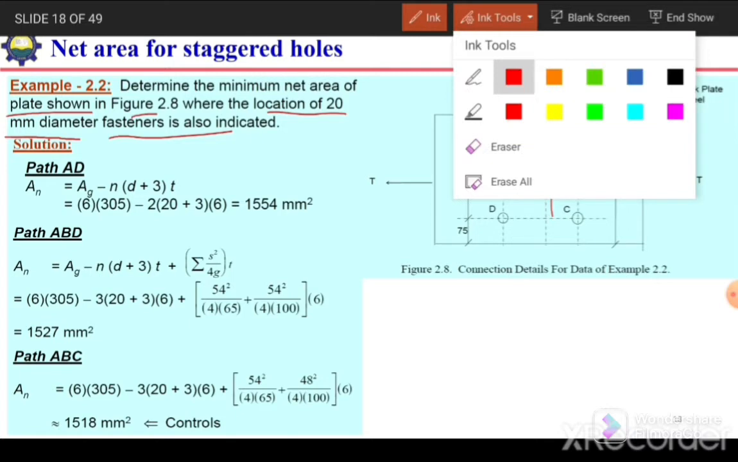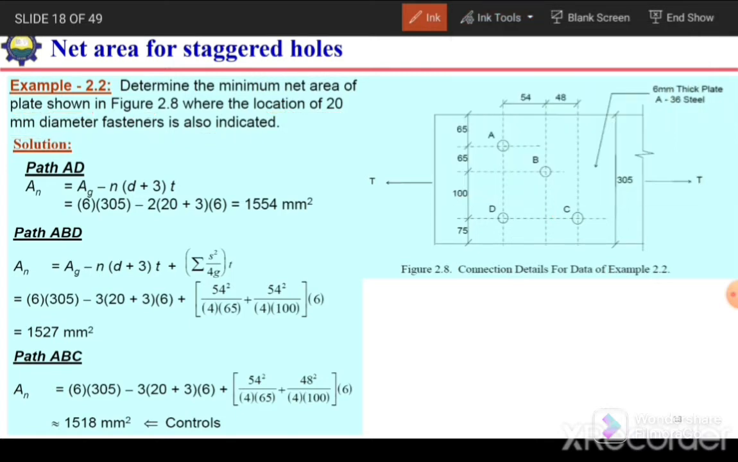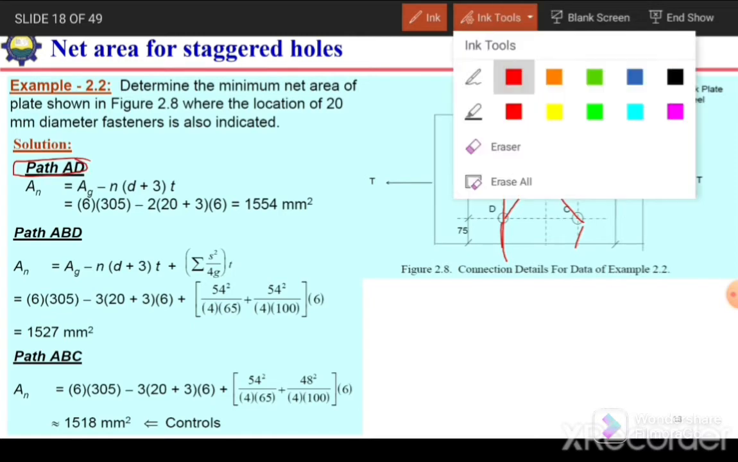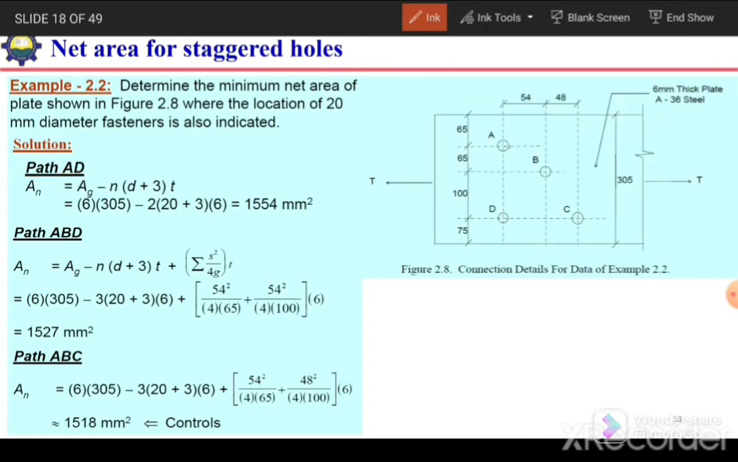Okay, so we need to investigate how many different paths are possible in this case. So the first critical path will be from A to D, and the second may be A, B and D, and the third might be A, B and C. So these 3 paths are possible. So first of all, the net area for path AD. So for path AD we have these 2 holes.